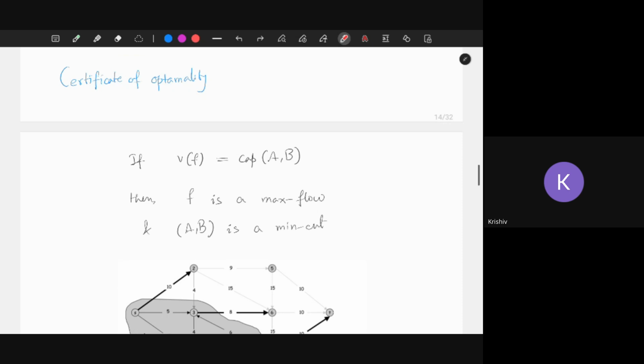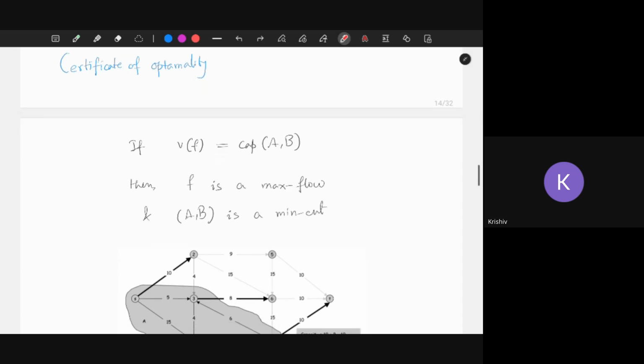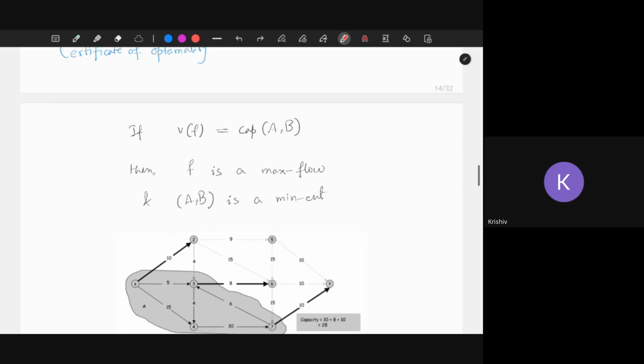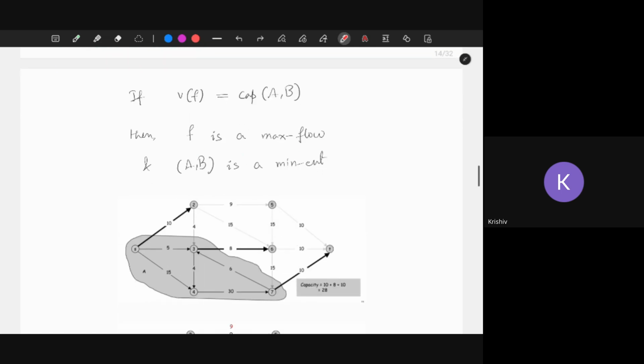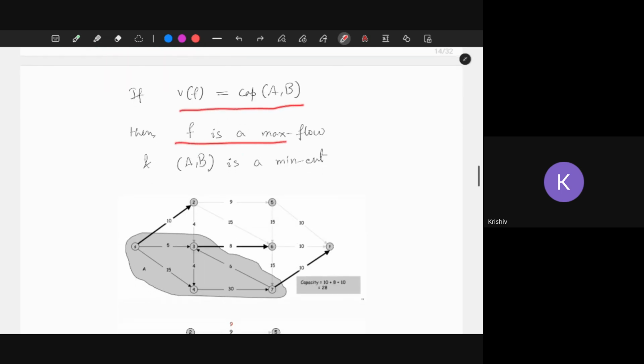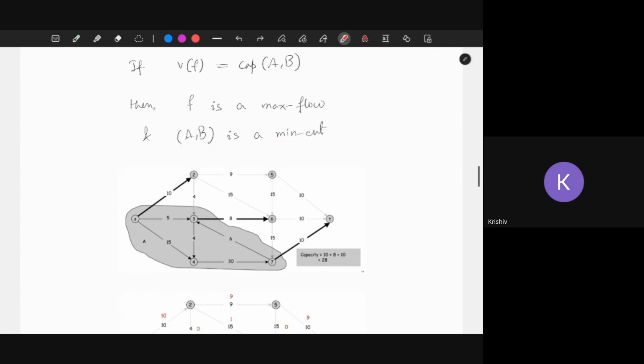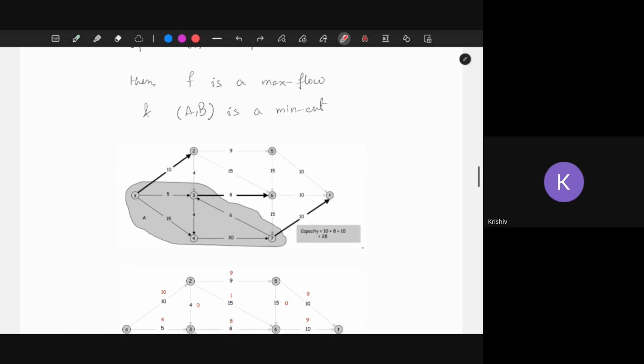And one thing is optimality. As I talked about, if there is an equality between these two, for some flow and some cut, then we call f the max flow, and that partition of the network, that cut, the min cut. I will only use this terminology from now on.